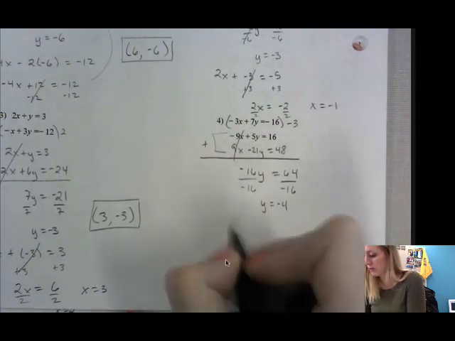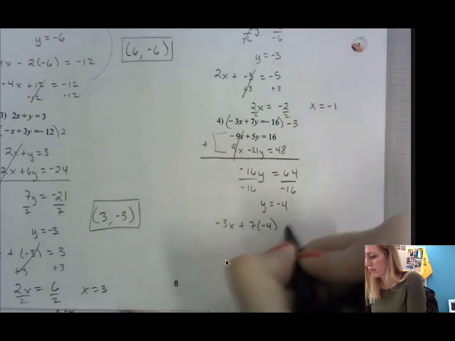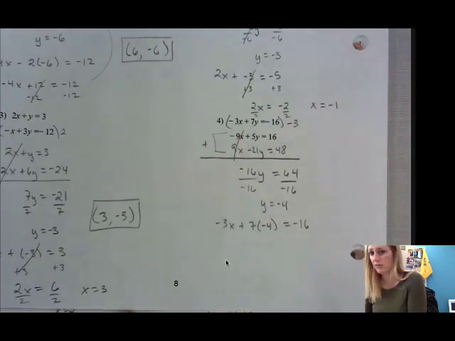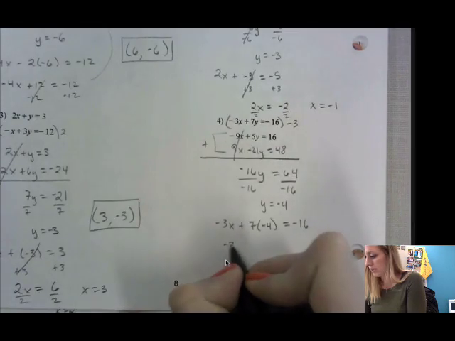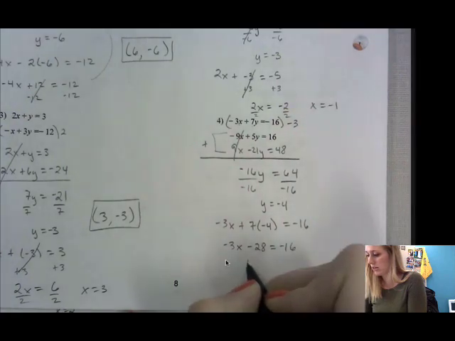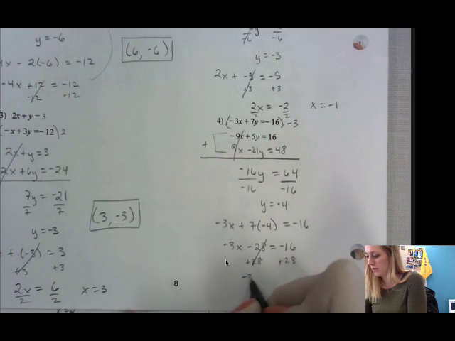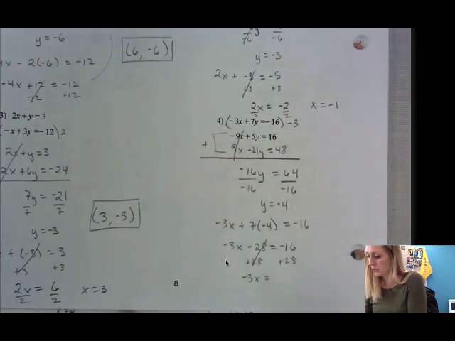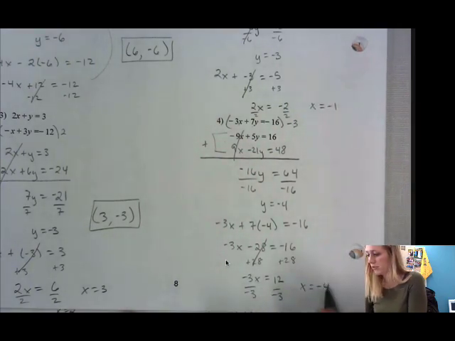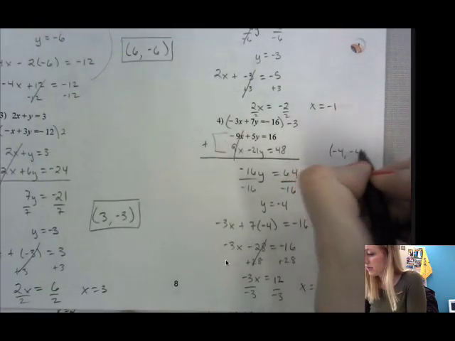So I'm going to use the top one again. Negative 3x plus 7 times negative 4 in for y equals negative 16. Negative 3x minus 28 equals negative 16. Trying to get x by itself now here. Negative 3x equals, what do we get there? 12. And then divide by negative 3. So we get x is negative 4. Both x and y are negative 4, so my ordered pair is negative 4, negative 4.